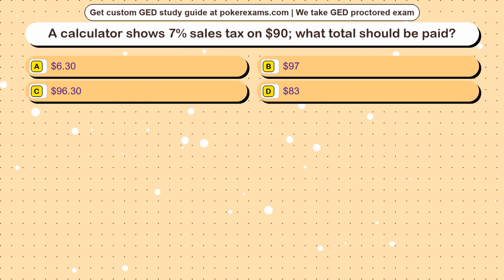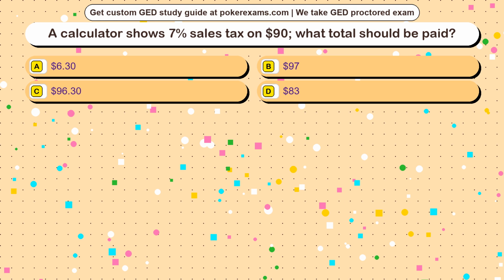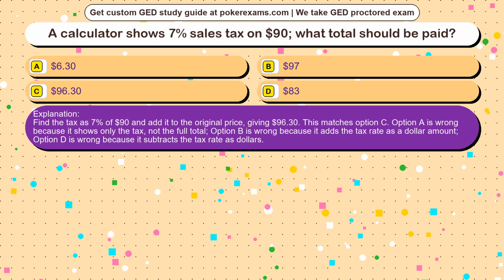Question 13. A calculator shows 7% sales tax on $90. What total should be paid? Option A $6.30. Option B $97. Option C $96.30. Option D $83. The correct answer is option C. Find the tax as 7% of $90 and add it to the original price, giving $96.30.